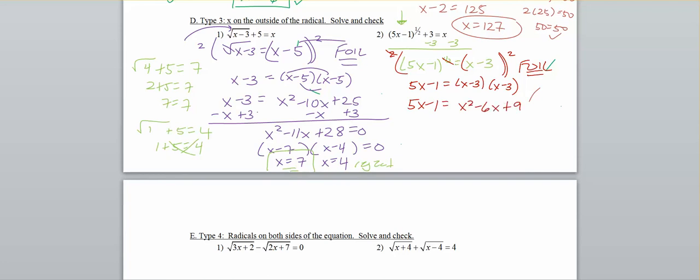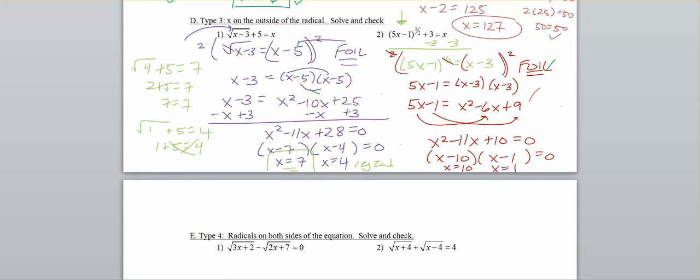Just like the first problem, I'm going to have to factor this guy. So I've got to get the 5x over and the negative 1 over. Meaning if I take away 5x from 6x, that's going to be 11x. If I add 1 to the 9, I'm going to get 10. If I factor this, I'm saying what multiplies to give me 10 and adds to give me negative 11. I know it's 10 and 1, but it's got to be minus 10 minus 1. So that would be x equals 10 and x equals 1. All right, we're going to have to check this again.